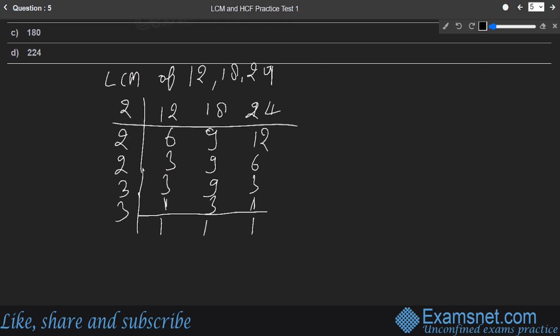Now the LCM of these numbers is the product of all these numbers. What is the product? It's 2 2s are 4, 4 2s are 8, 8 3s are 24, and 24 3s are 72. So the LCM of all these numbers in front of us is nothing but 72.